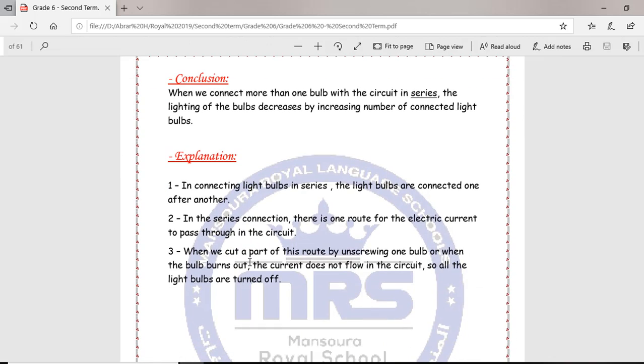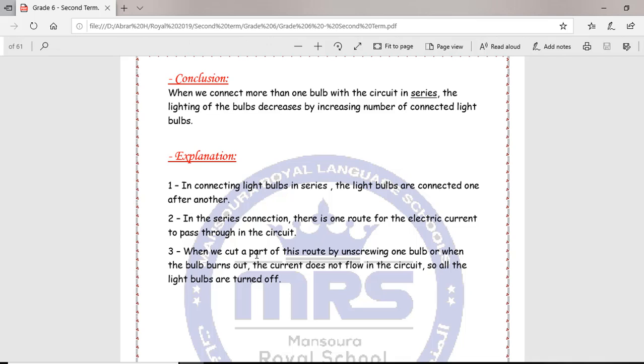Number one, in connecting the light bulbs in series, the light bulbs are connected one after another. Number two, in the series connection, there is one route for the electric current to pass through in the electric circuit. The electric current moves in one route, in one way only. So, by cutting this route, the electric current can't pass through it. That's why by unscrewing one bulb, the others will turn off, because there is one route only for the electric current to pass through in the electric circuit.